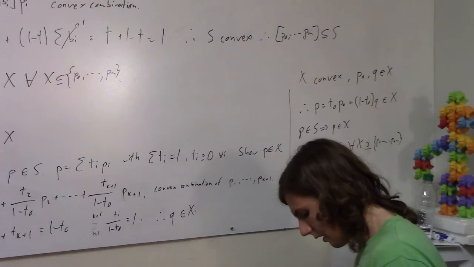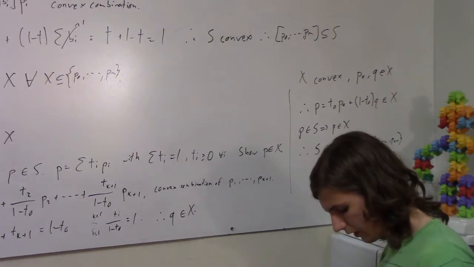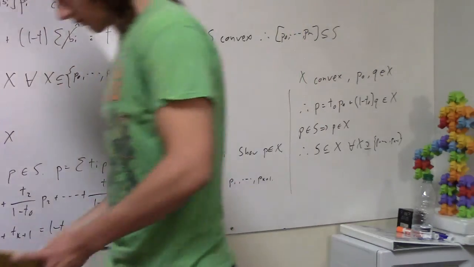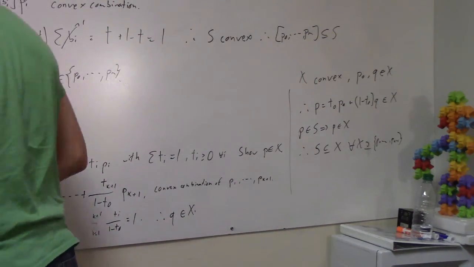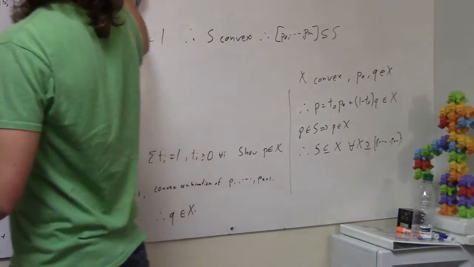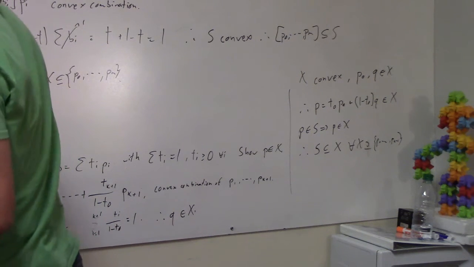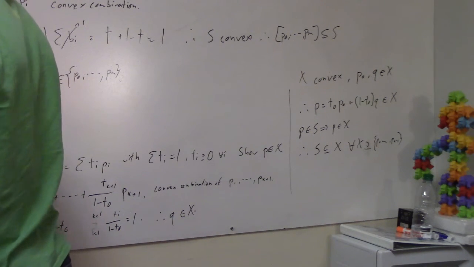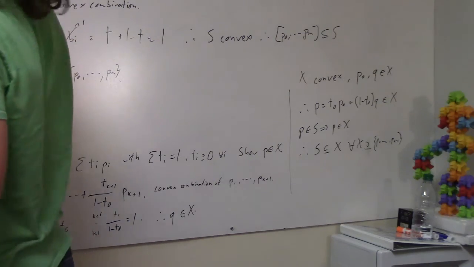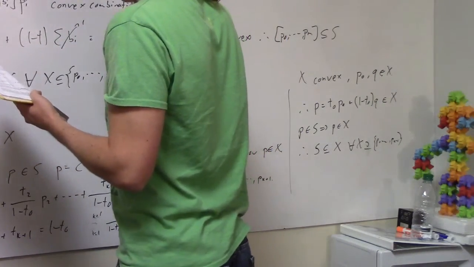Yeah, and I think that's it. So that shows this other side of the containment. So I'll erase all this now, so you guys got it down. Yeah. What? Corollary: the affine set spanned by these points.